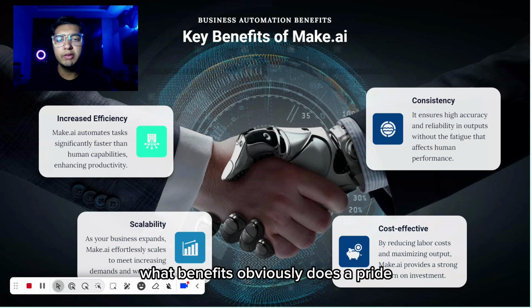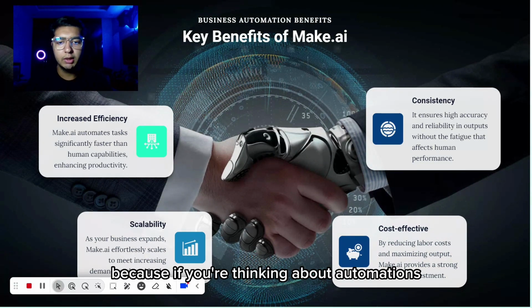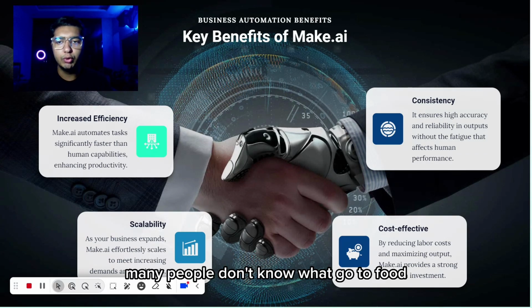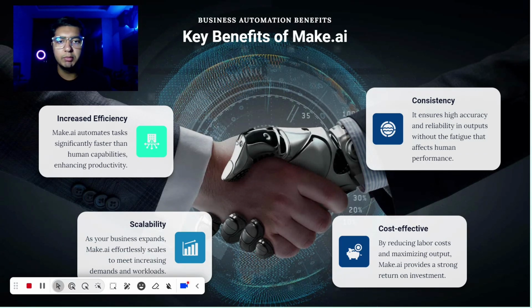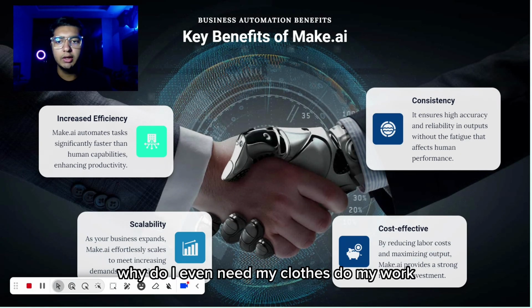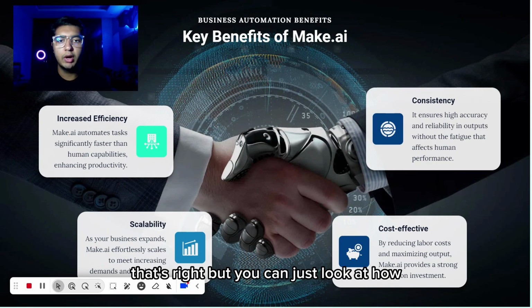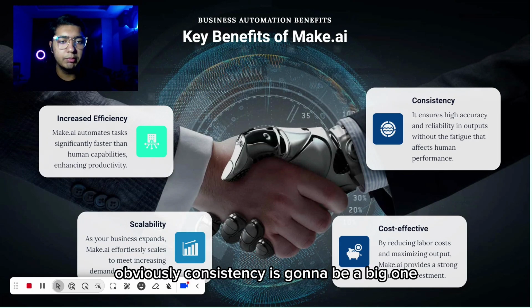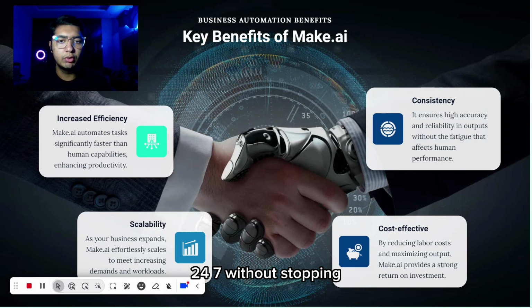So, what benefits does it provide? Because if you're thinking about automations or AI in general, many people don't know what good it would do for their business. Like, we already have employees, and you think, why do I even need AI? My employees do my work. That's right. But you can look at what difference it makes. Consistency is going to be a big one, because the automation, the AI, keeps working 24/7 without stopping. So the consistency is obviously there, whereas the employees want to take some break or not.